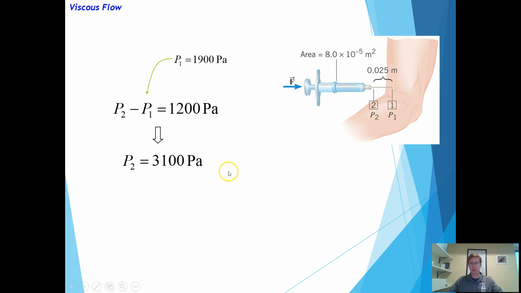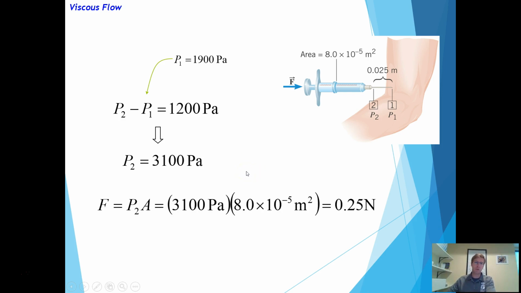Otherwise, my mom would have to be super strong in order to push it as hard as she would need to. Now with that pressure, we just plug it into force equals pressure times area. And so my mom only needs to apply 0.25 newtons worth of force in order to inject me with this medicine. Pretty good example problem, I think.